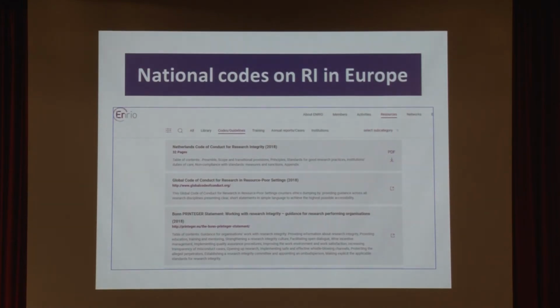Okay? And if you want to look at the situation in Europe, you can go to ENRIO, which stands for European Network of Research Integrity Offices, where you can find all kinds of different experiences from different countries. I think it would be good if Turkey joined. I don't know what the regulation in your country is, both legal and how you deal with research integrity, but this is something that you may think about.